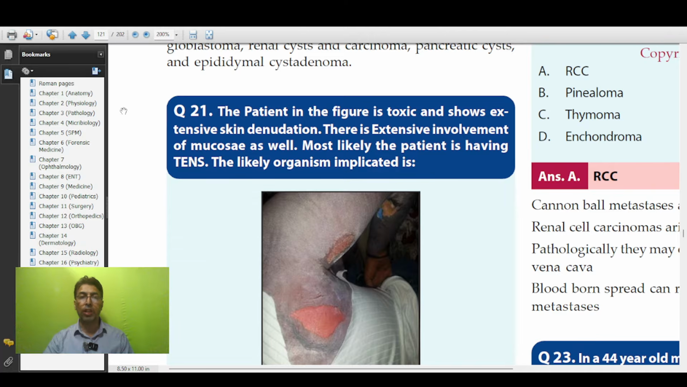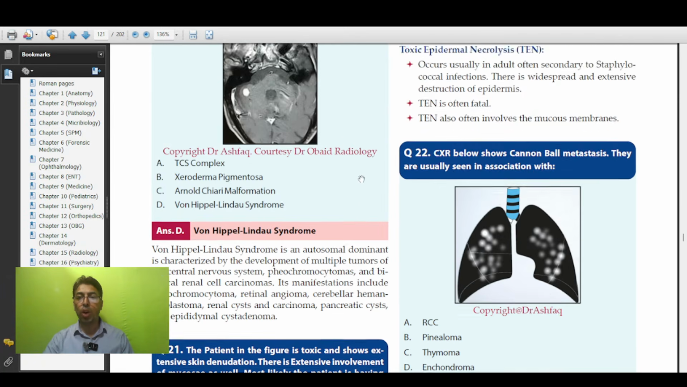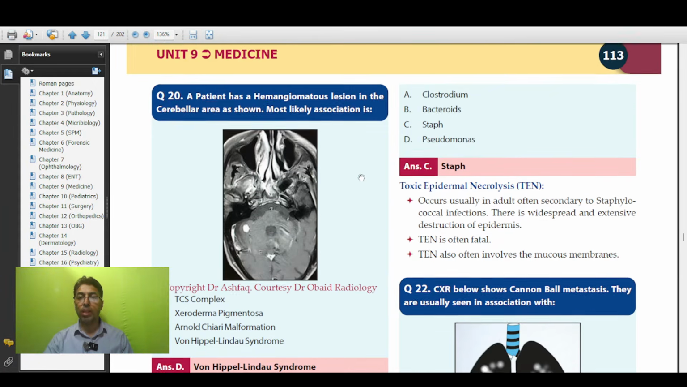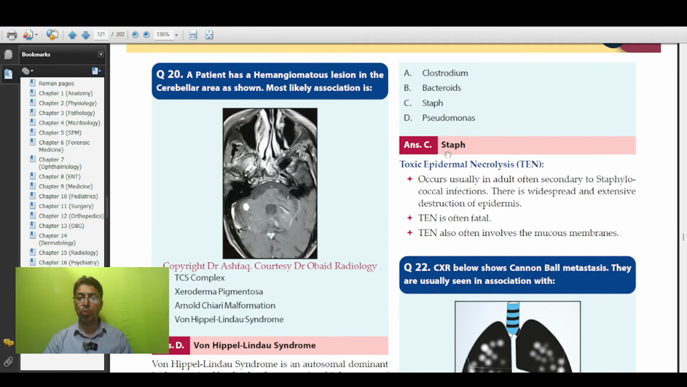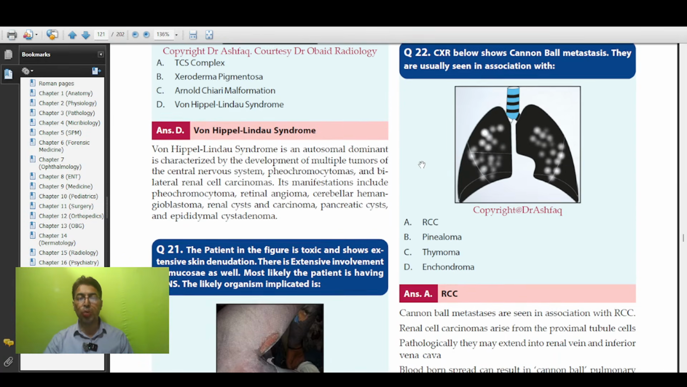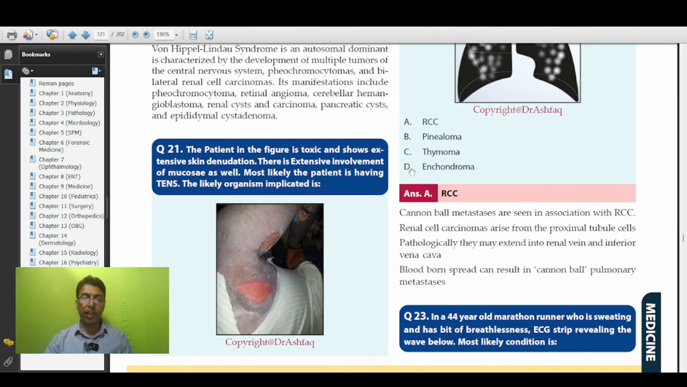So this question just tests your knowledge of pathology. As far as the options are concerned, option A, option B, option C, option D read as Clostridium, Bacteroides, Staph, and Pseudomonas. Now you can see this is again an image-based question, and there are extensive denuded patches of skin. The patient is toxic and the diagnosis given is TEN.